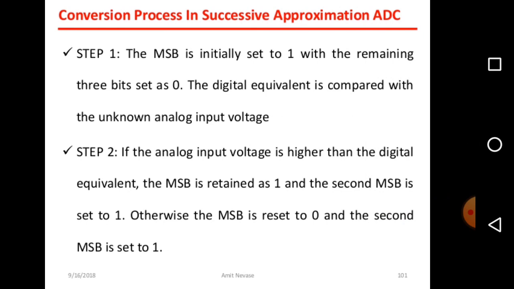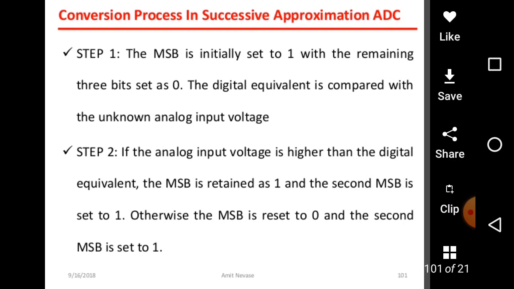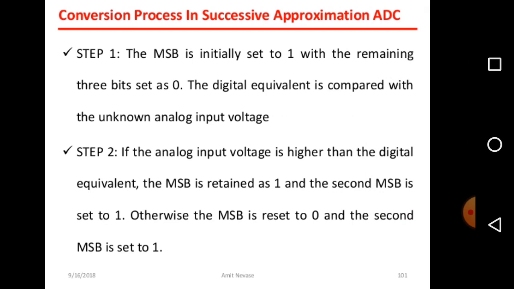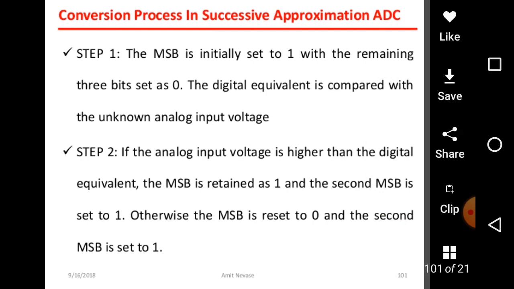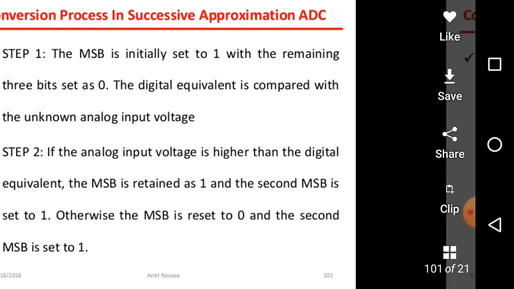Conversion process. Step 1: the MSB is initially set to 1 with the remaining 3 bits set as 0. The digital equivalent is compared with the unknown analog input voltage. Step 2: if the analog input voltage is higher than the digital equivalent, the MSB is retained as 1 and the second MSB is set to 1. Otherwise, the MSB is reset to 0 and the second MSB is set to 1.